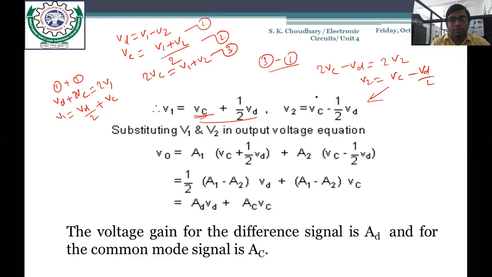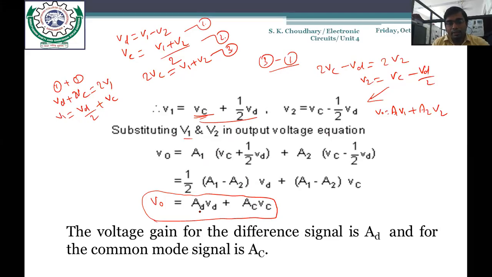Now substitute this value of V1 and V2 in the output voltage equation, that is V0 is equal to A1 V1 plus A2 V2. You would get the final value as V0 is equal to AD VD plus AC VC. So AD is the differential gain, VD is the differential input, AC is the common mode gain, and VC is the common mode signal. Okay.